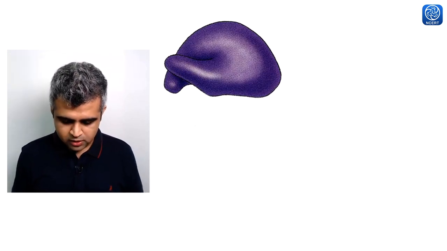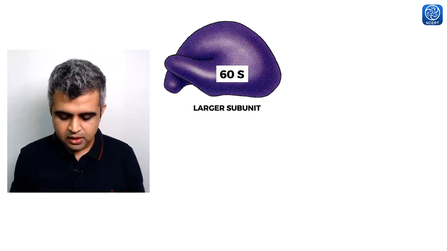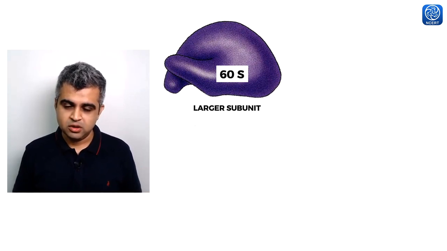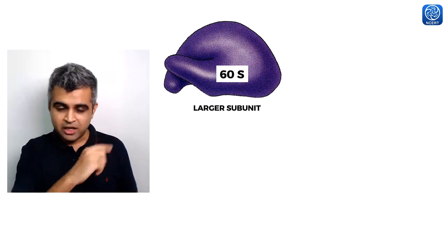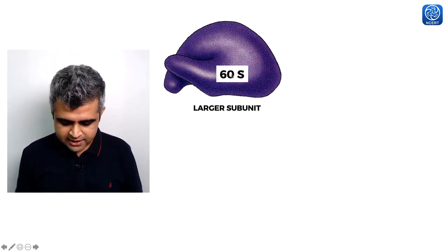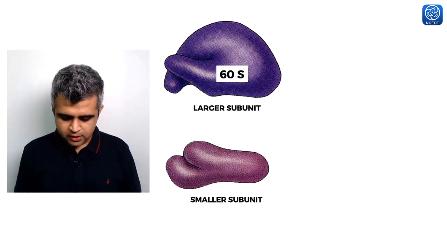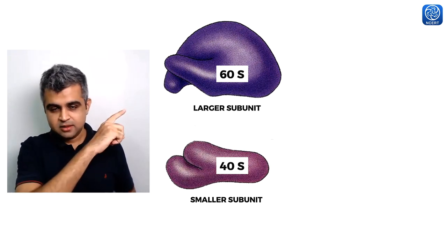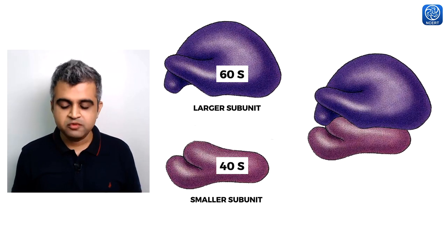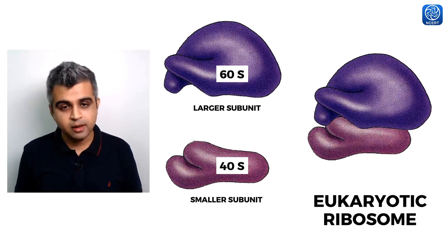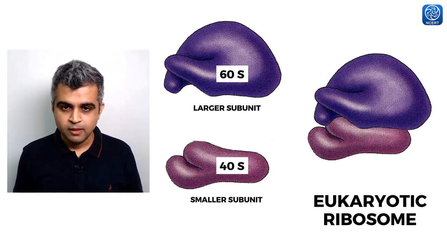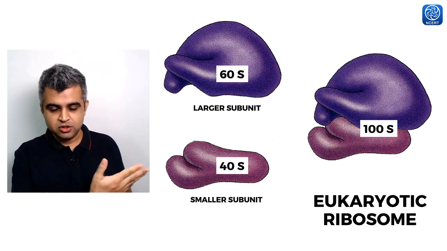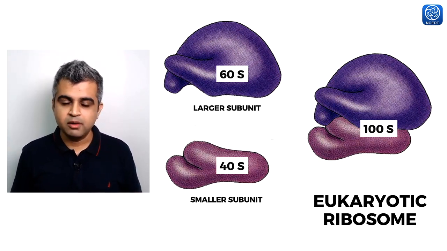Now, the larger subunit has 60S or 60 Swedberg units of sedimentation coefficient. I hope that this number now is clear to you, that what is the meaning of 60S. The smaller subunit is going to have a sedimentation coefficient of around 40S. So you have 60S, you have 40S. And if I was to put the two of them together to form the ribosome, the ribosome found in the eukaryotic cell, majority of you would think that it would be about 100S. So you would believe that this structure here should have a sedimentation coefficient of about 100S.